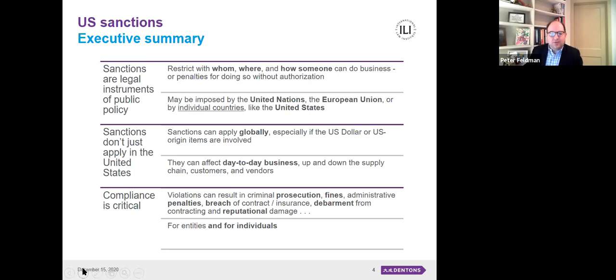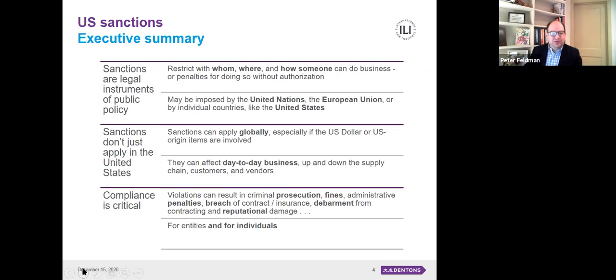Now, before we can talk about where sanctions come from, we need to be clear, what are sanctions? This is a term we see in financing agreements. We see it in contracts and term sheets of all sizes and stripes. We see it in the news. We hear about it in the political arena. And we see it in enforcement actions and prosecutions.